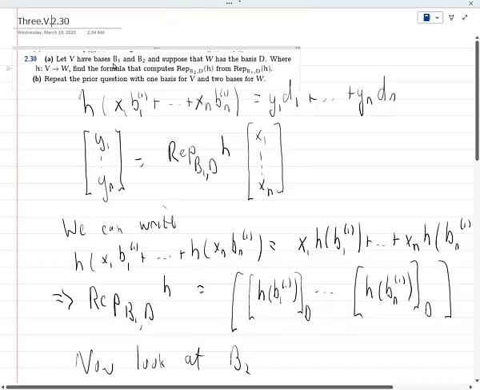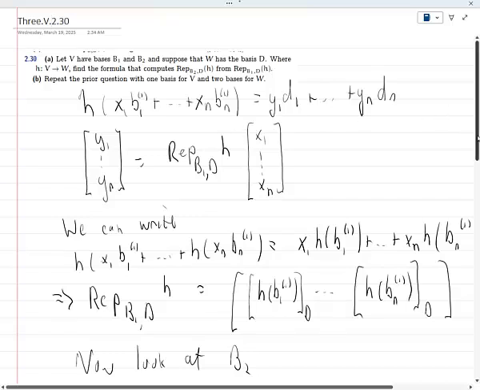Now, H acts on a linear combination of these basis vectors to give me a linear combination of basis vectors in the codomain. Okay, so this is expressing this linear relationship. And the definition of rep B1D of H is the matrix that relates the coefficients in the domain to the coefficients in the codomain. That's the definition of rep B1D of H. It's that matrix. There is a matrix relationship between the coefficients.